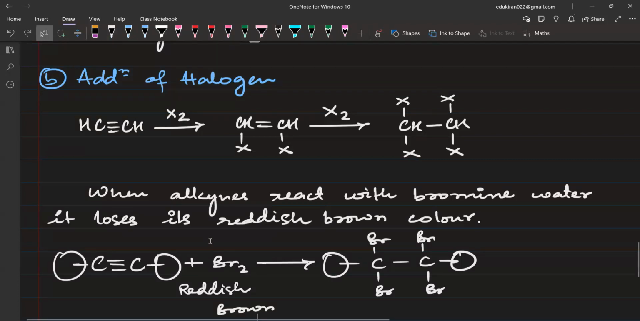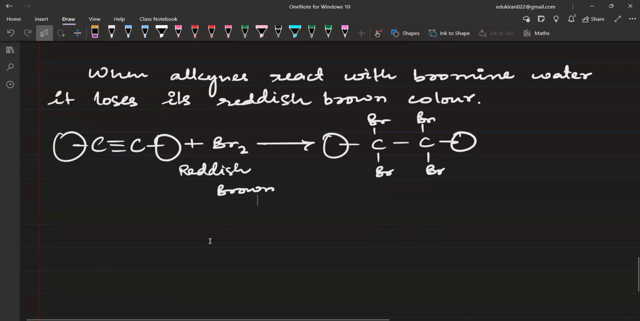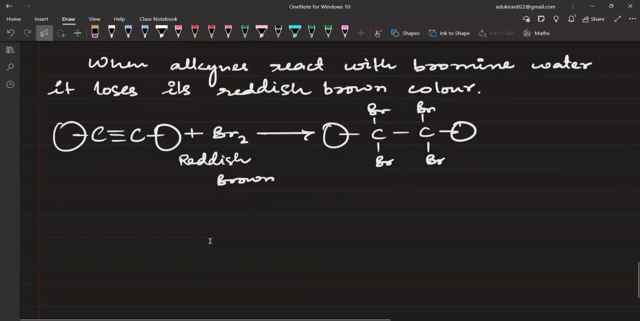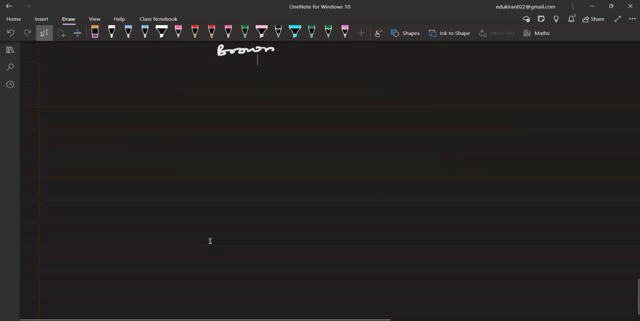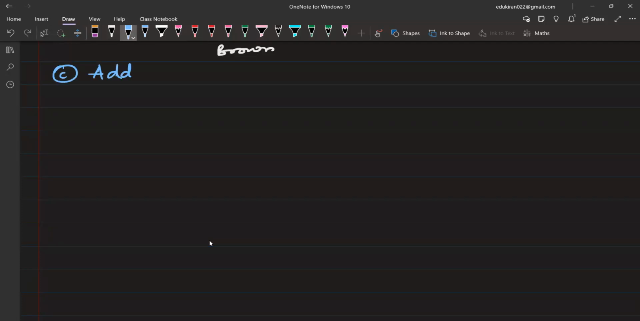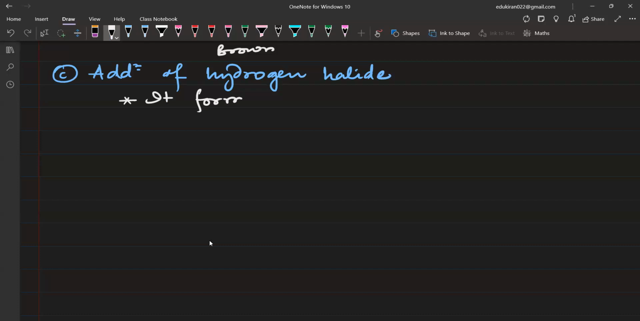लिख लिया आप लोगों ने? Once you're done, then you write C part. Addition of hydrogen halide. Right here, it forms gem dihalide. ठीक है, विसिनल डाइहालाइड तो आप लोगों ने देखा है.